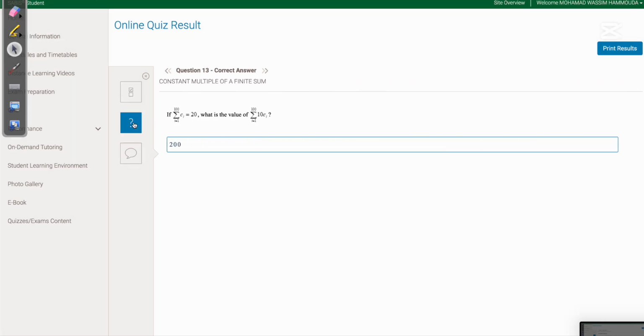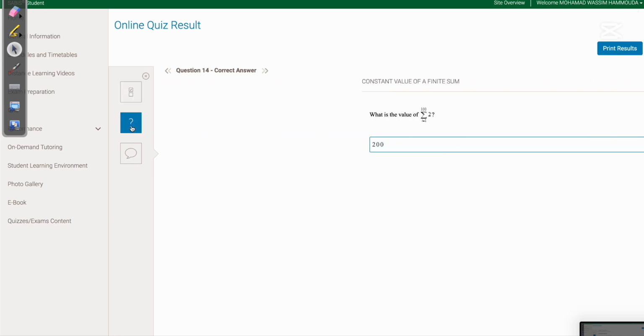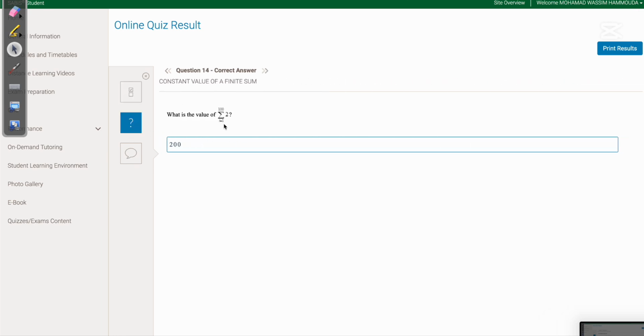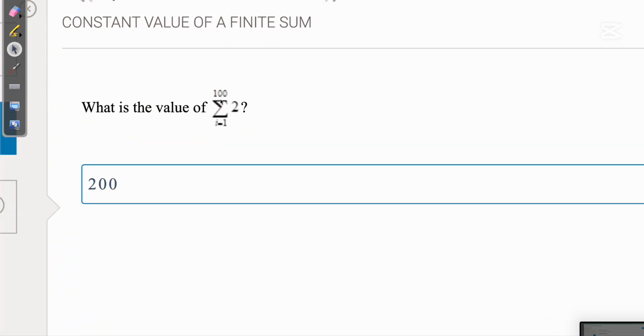Number 13. If summation of c is 20, what is summation of 10c? Come on, let's be serious, guys. It's just simply 10 times summation of c, which they gave right here. So 10 times 20, 200. That's it. Number 14. What is the value of summation of 2? Just do 2 times the number on top. In this case, it's 100.